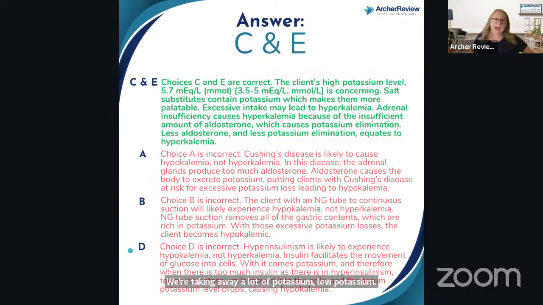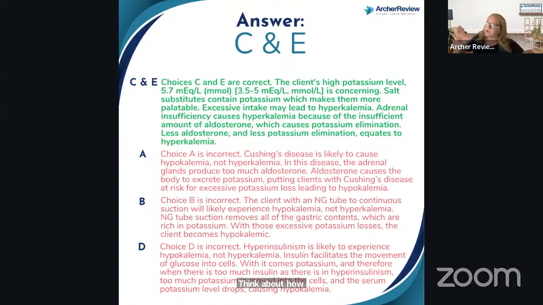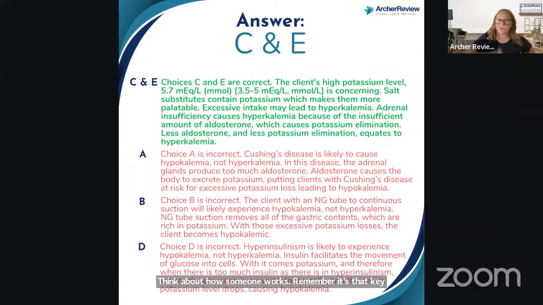Lastly, D, why is hyperinsulinism wrong? When we have a lot of insulin in our body, what's it doing? Think about how insulin works. Remember, it's that key that unlocks our cells so glucose can go inside. So obviously, blood sugar is going to be low. We get that. But how does potassium play into this? Well, think about where potassium lives. You guys, tell me down in your chats, does potassium live inside or outside the cells? Where is it supposed to be?